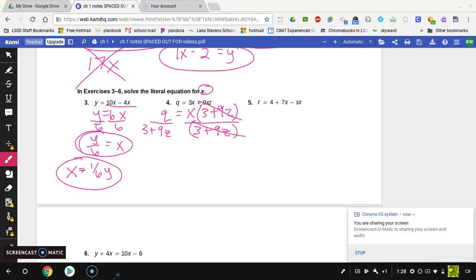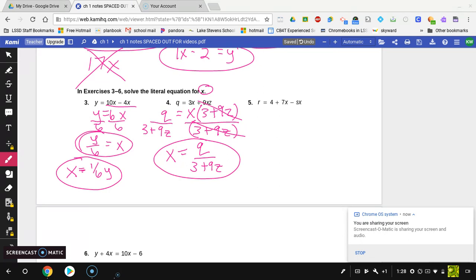So now I have x by itself, and it's equal to q divided by 3 plus 9z. That's my answer. That's it. That's all I can do on it. I know it doesn't look simplified. It doesn't look like a final answer, but it is. That's all we can do on that problem.